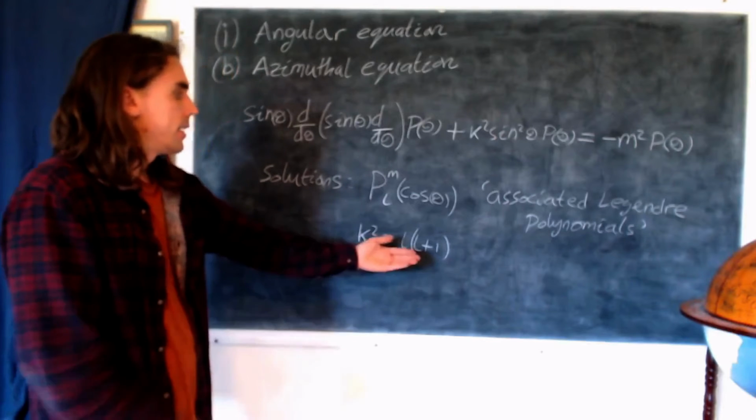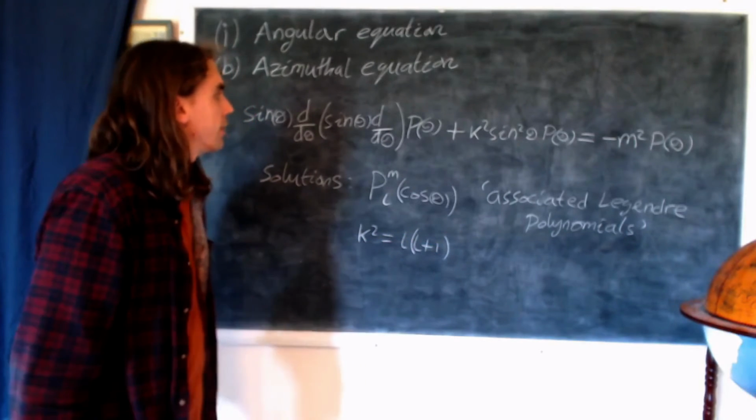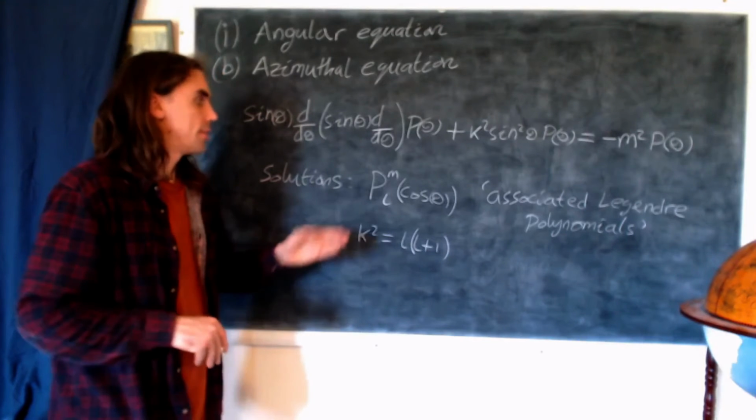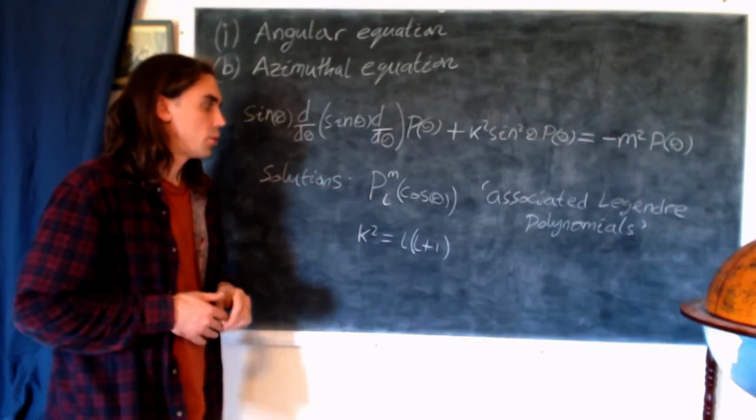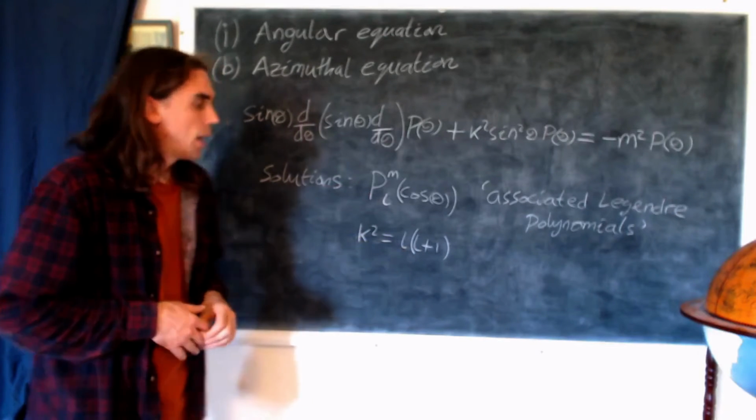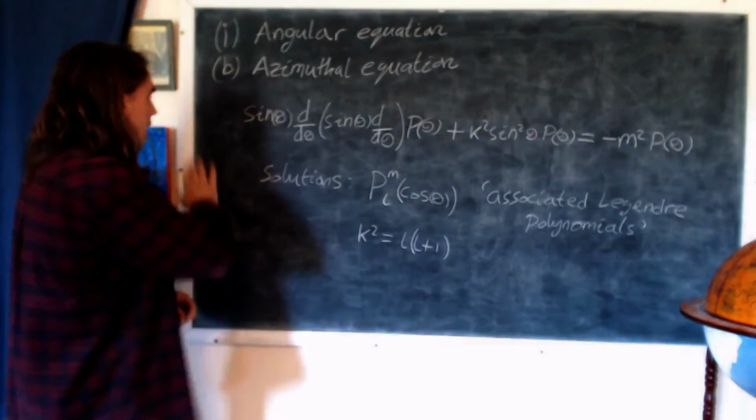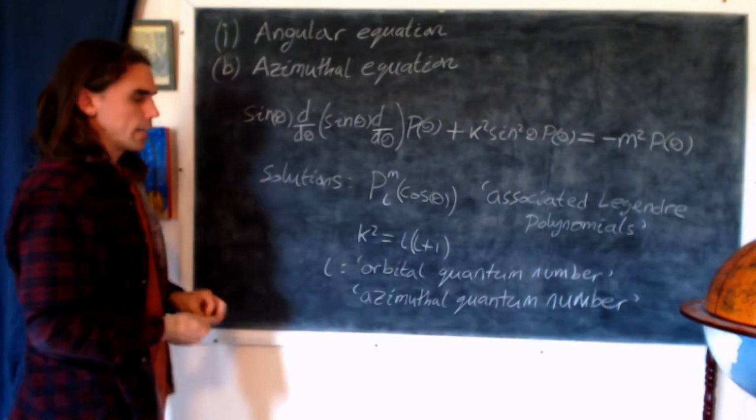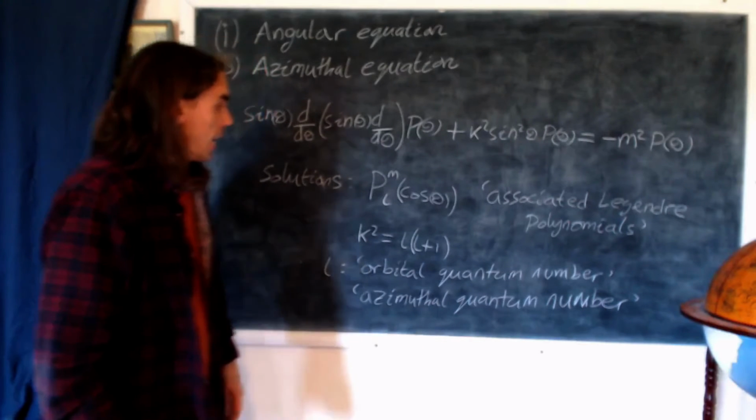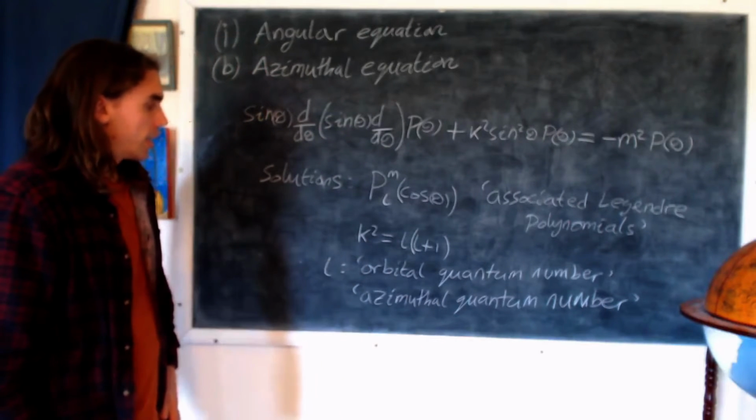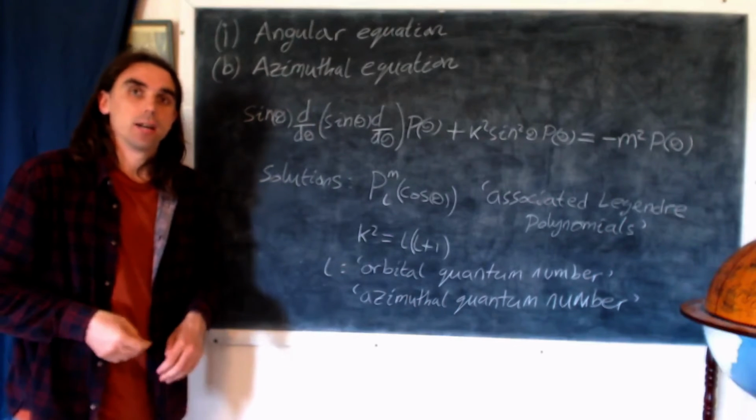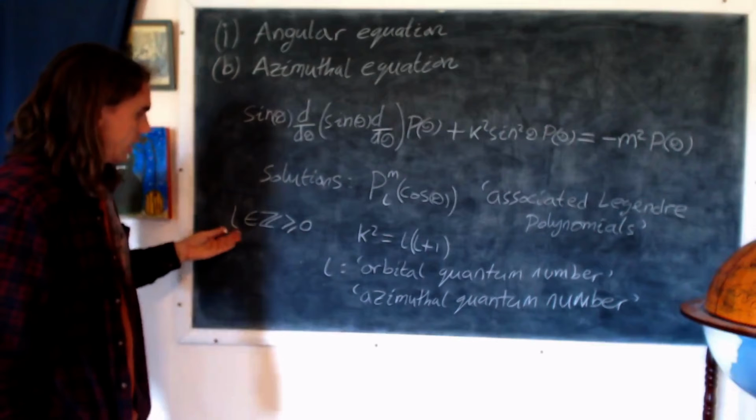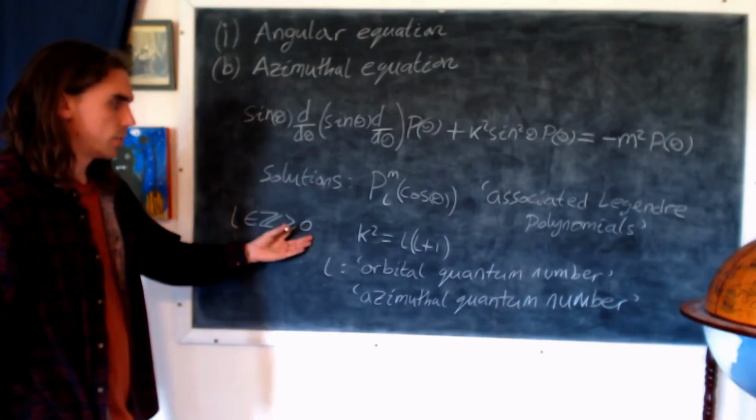And again, this choice of how to write things is just really part of the already worked out theory of the associated Legendre polynomials. So this is conventional. And we call this quantum number L either the orbital quantum number or the azimuthal quantum number. And L can take the value of any integer 0 or greater, because L is an integer greater than or equal to 0.